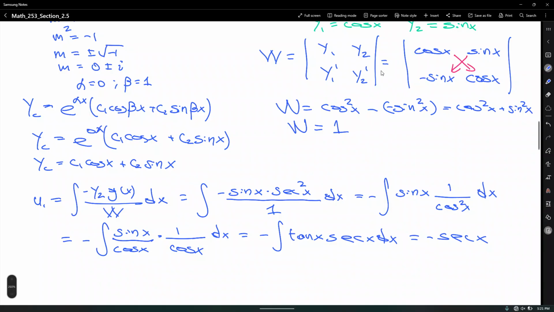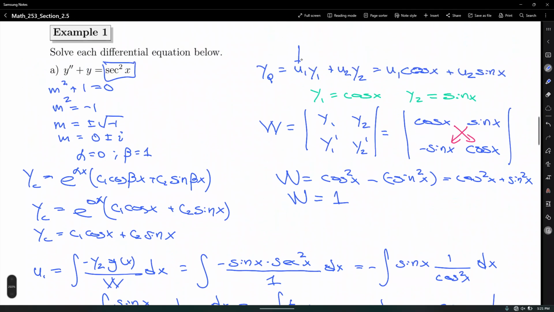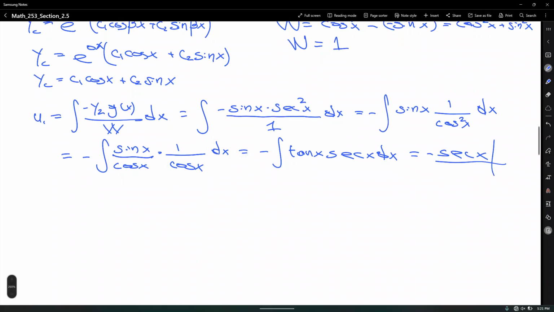So what about y sub 2? Let me actually partially box this one. We're going to need this for later. This is already our u1, and we're going to put everything together at the very end.